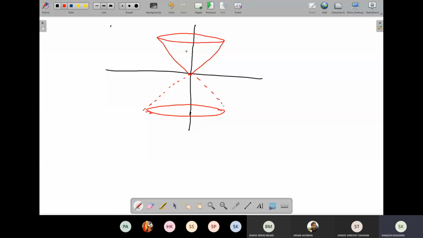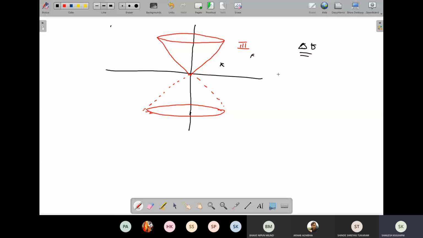Okay, so we discussed region 1 and region 2. What happens in region 3? Consider any two events here, suppose they are separated in time by an amount delta t. I can always find a frame in which I can make this delta t go to 0.